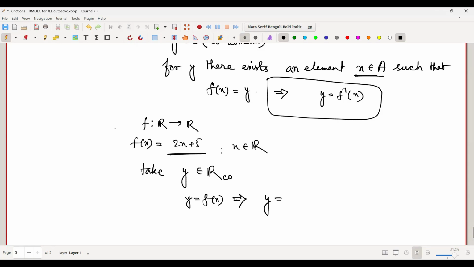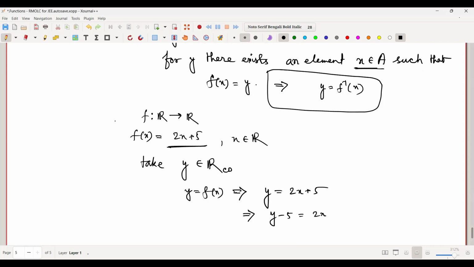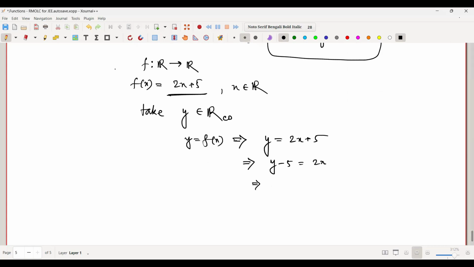What was f(x)? f(x) was 2x plus 5. So y equals 2x plus 5. Now from this we can say that y minus 5 is equal to 2x, and also we can say that x equals (y minus 5) by 2. Now this codomain was the set of real numbers, and the domain was also the set of real numbers.